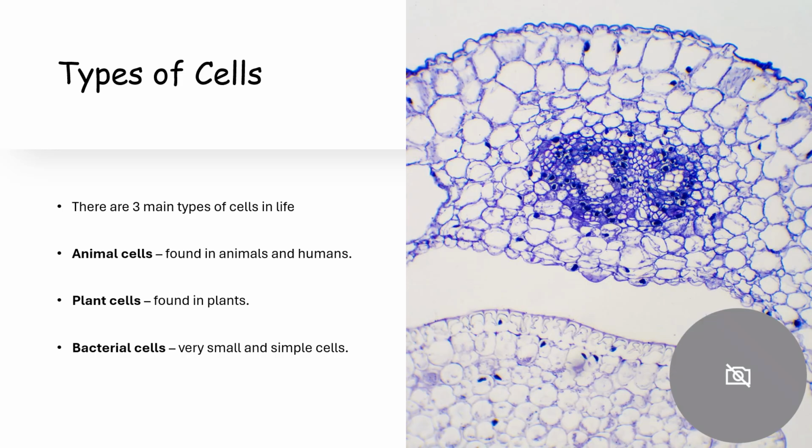Types of cells. There are three main types of cells in life. Animal cells, found in animals and humans. Plant cells, found in plants. Bacterial cells, very small and simple, found in bacteria.